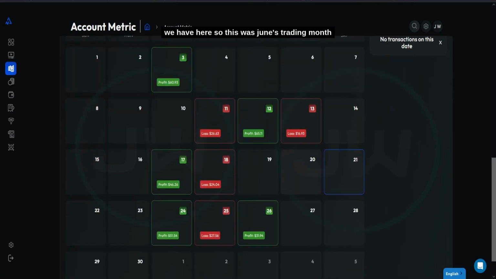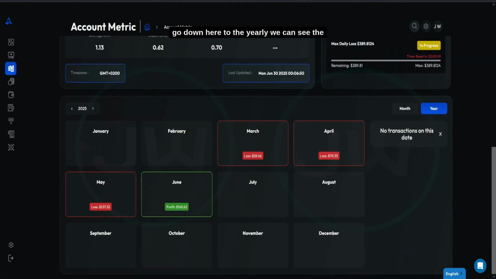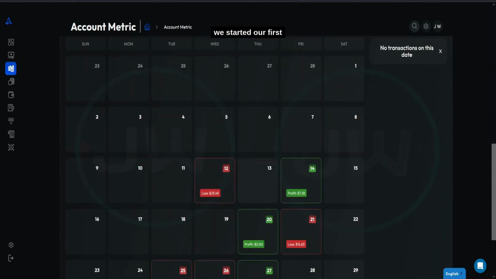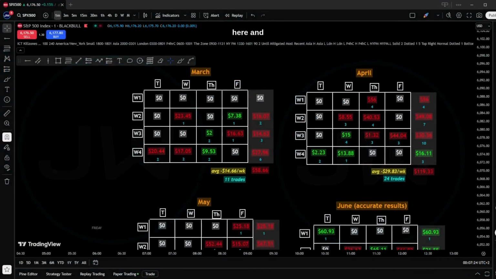So this was June's trading month. And if we go down here to the yearly, we can see the totals for each month that we've participated. We started our first trade on the 12th, middle of March. So yeah, we've had 3 straight losing months, May being our worst month, and June being our finally profitable month. So I've put these months and all the trades in my TradingView right here.